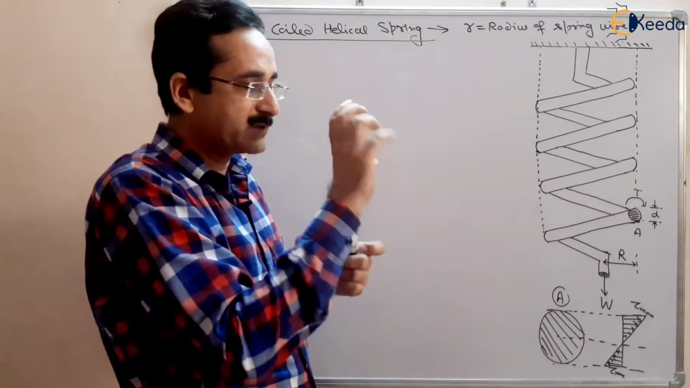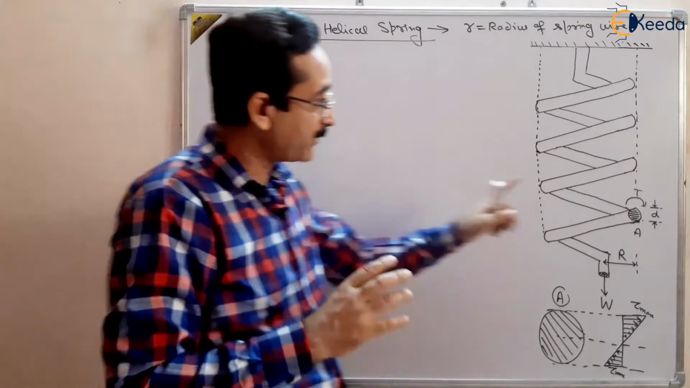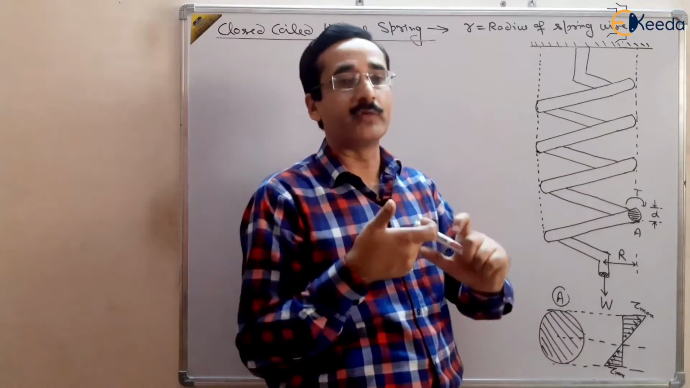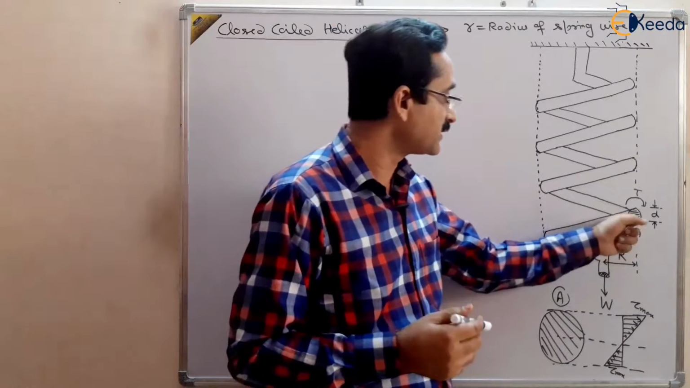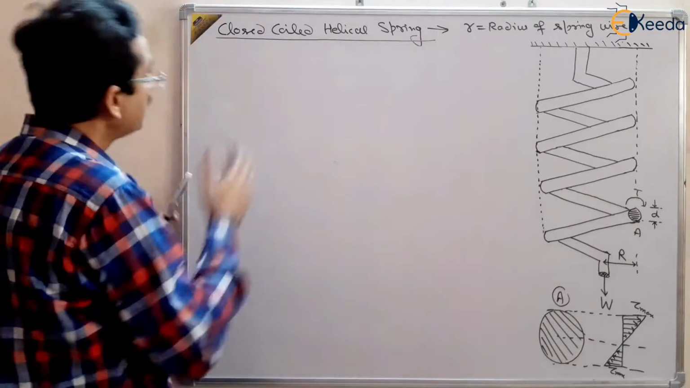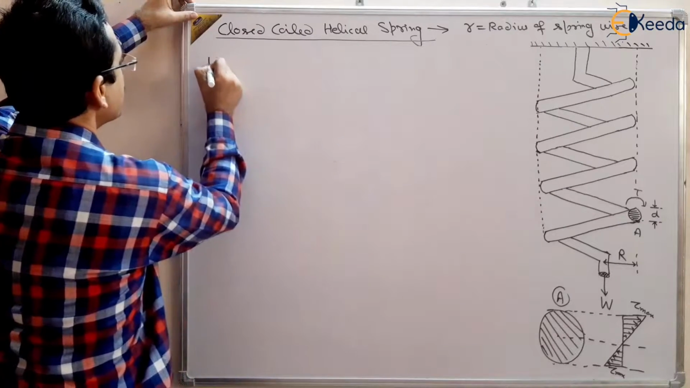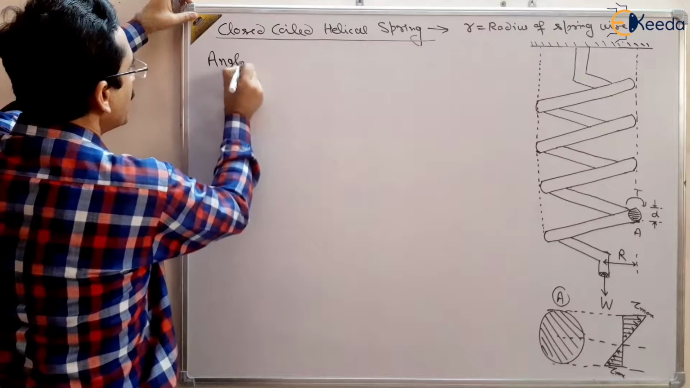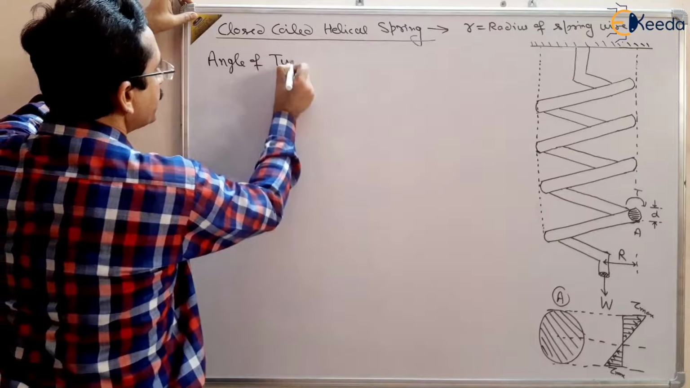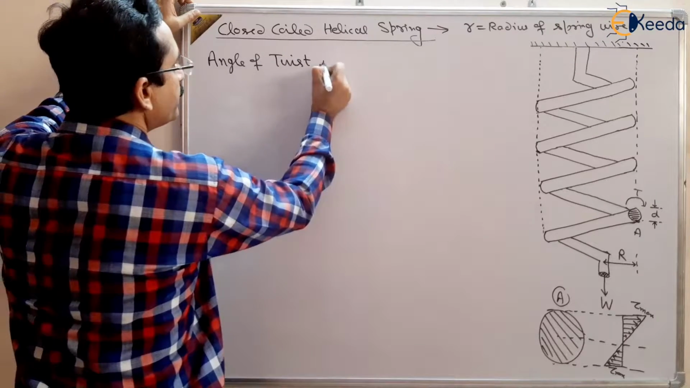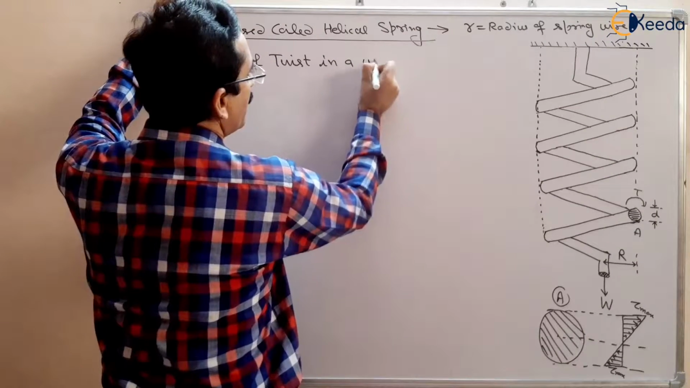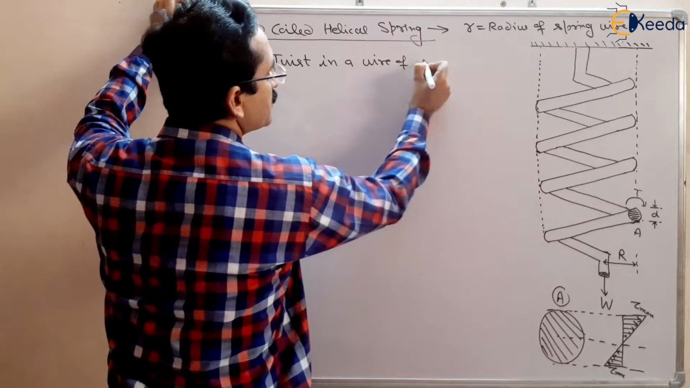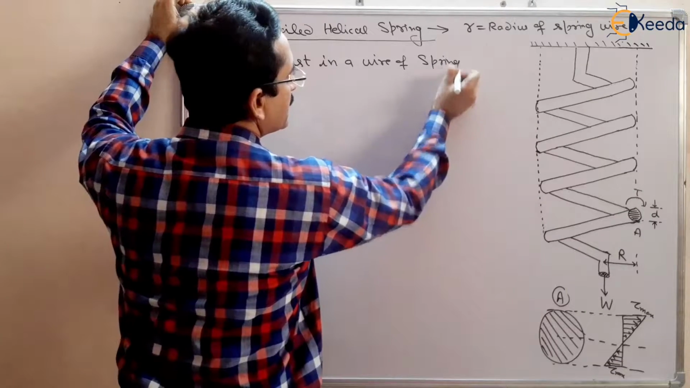You know that whenever a shear stress is developing, it means we are applying a torque. There will be an angle of twist, right? Remember the formula. So what will be the angle of twist in the spring wire? Here we want to find out the angle of twist. So our topic is angle of twist in a wire of closed coil helical spring.